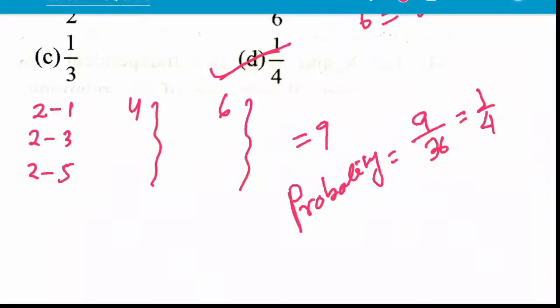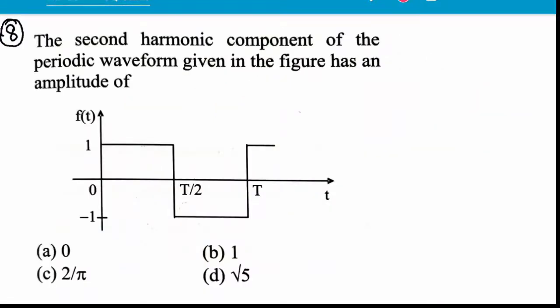Next question, the second harmonic component of the periodic waveform given in the figure has an amplitude of dash. This is the waveform given here, and this is asking for the second harmonic component of the periodic waveform and the amplitude of the second harmonic.